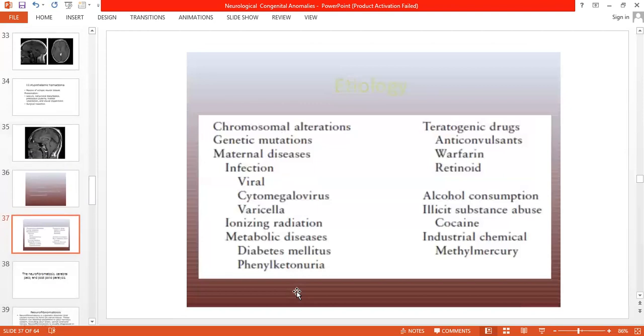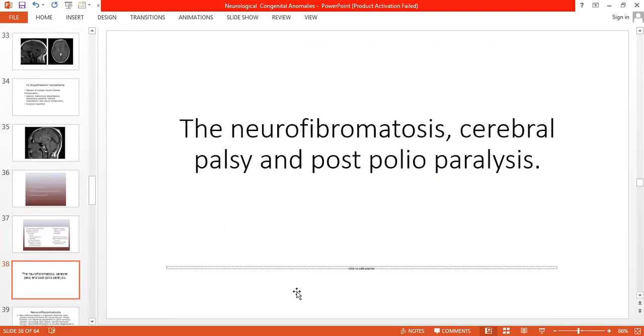No need to go into the detail in etiology. The neurofibromatosis, the cerebral palsy, and post-polio paralysis. Again, very different conditions, but since I was told to kindly describe to them the different spectra of these abnormalities and how the signs and symptoms related to cerebral palsy differ from those from polio, I will do my best to cover as much as I can.